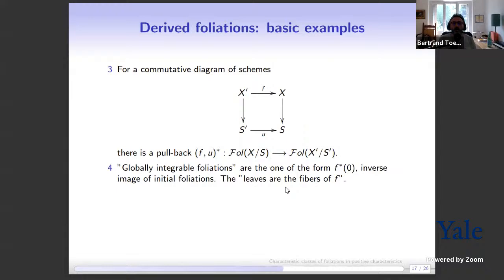And then if you have pullbacks, you can define what are the globally integrable foliations. They are the ones that are pullbacks of zero. That's by definition. So that's one way to define what is globally integrable for a foliation, just pullback of zero for some map.